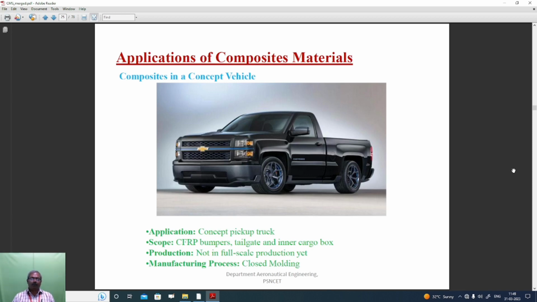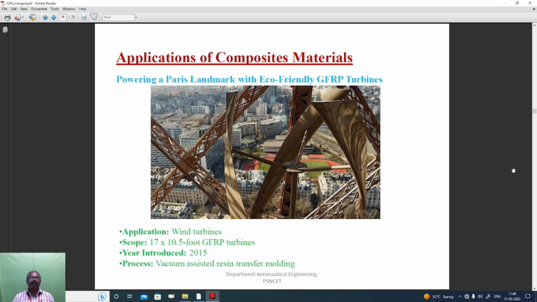The closed molding process is used to manufacture the composite material parts. The figure shows wind turbines. Vacuum assisted resin transfer molding is used to manufacture the GFRP turbines.